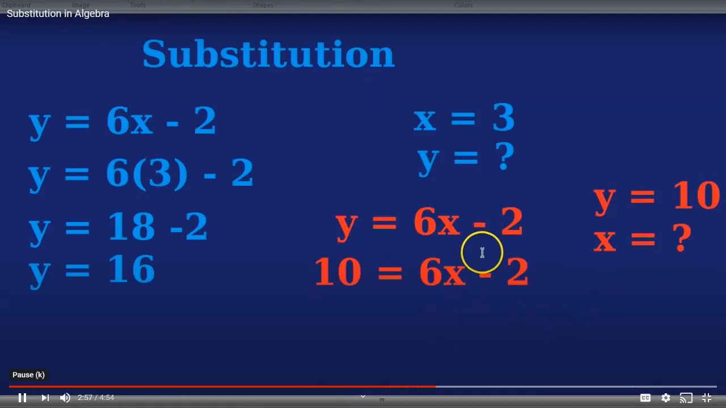There's 2 things getting in the way of x. There's a 6 right next to it and there's a minus 2. The only problem is if we get rid of the 6 first by dividing by 6, we're going to create fractions and decimals and it might be a bit of a disaster. So let's get rid of the minus 2 first. Do you know how to get rid of a minus 2 in an equation?